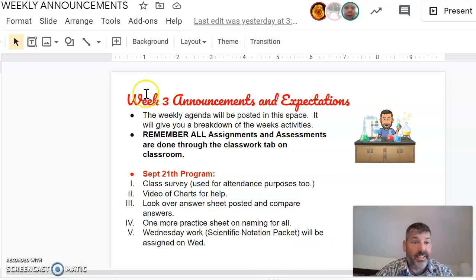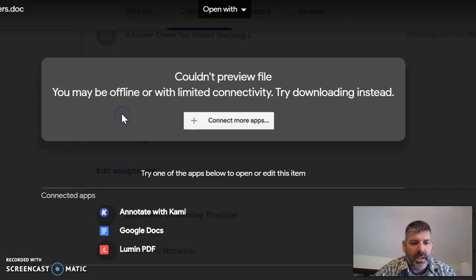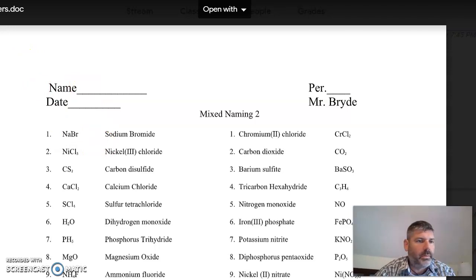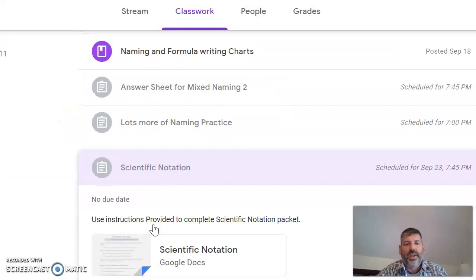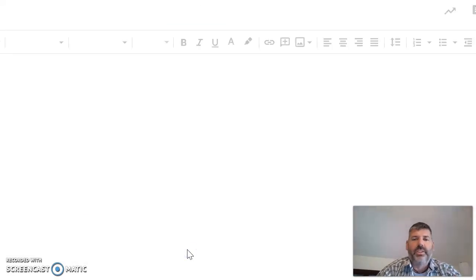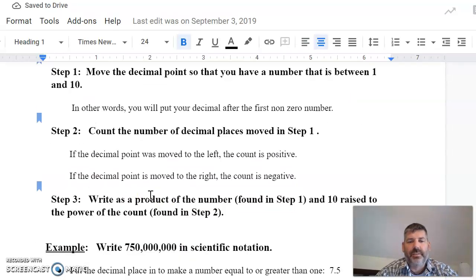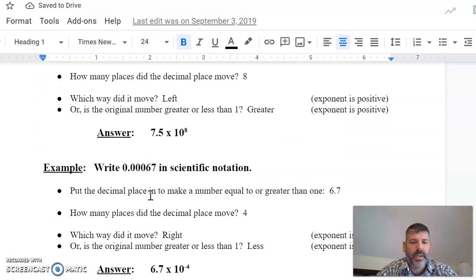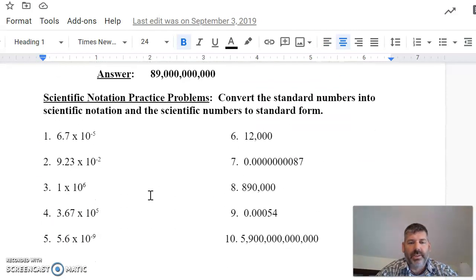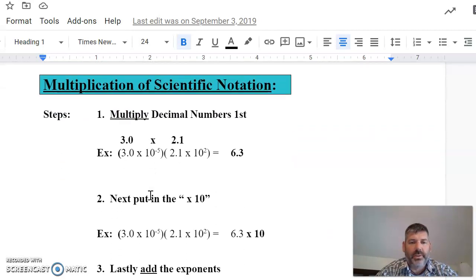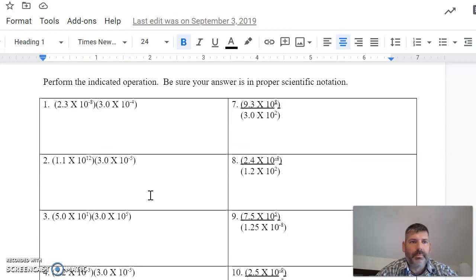Being a Flex Wednesday, you guys have that extra piece, and for that I tried to keep it light, a little review. There's the answers to the naming, a little review of scientific notation, and basically I'll just scan you through that quickly so you know what you're seeing here. If you've never seen scientific notation before, it basically teaches you it. Going into and out of scientific notation are the first 2 pages, and then there are some practice exercises. And then it talks you through how to do multiplication and division, step by step, and there are some practice problems.